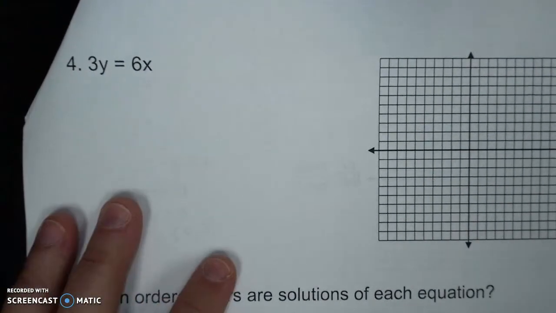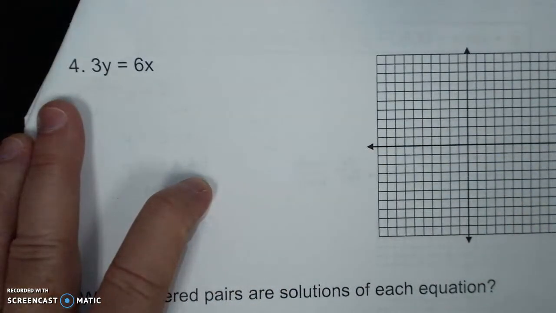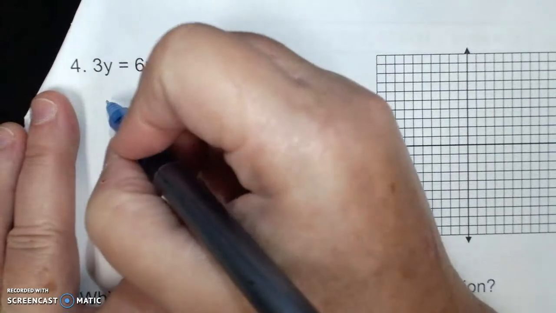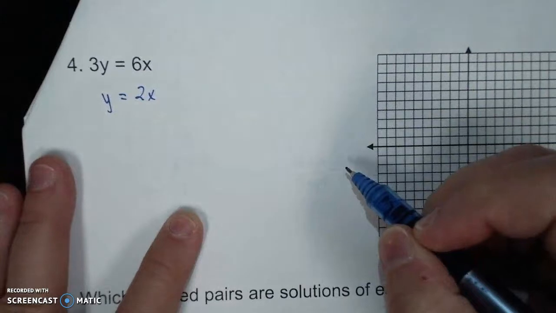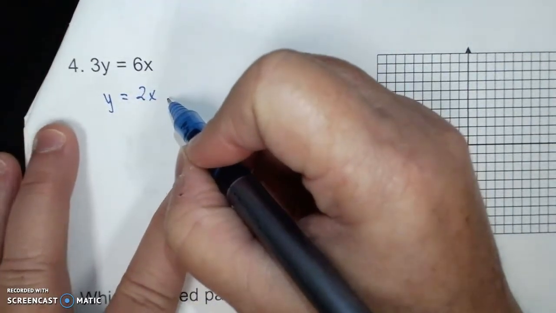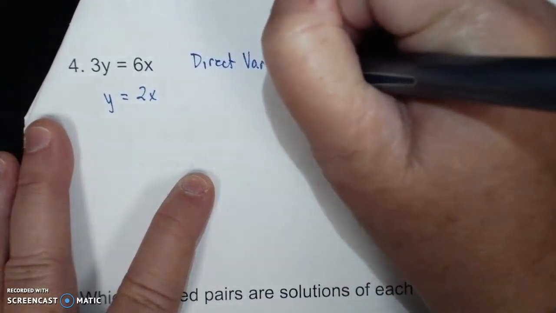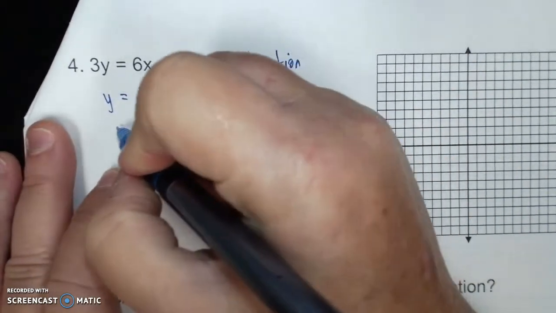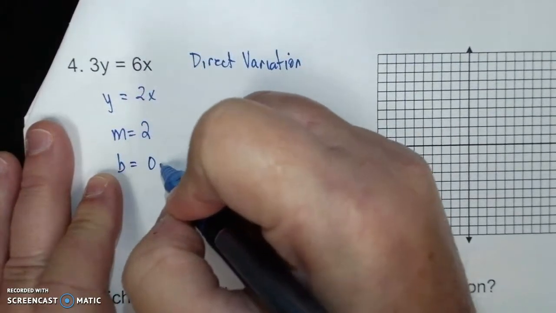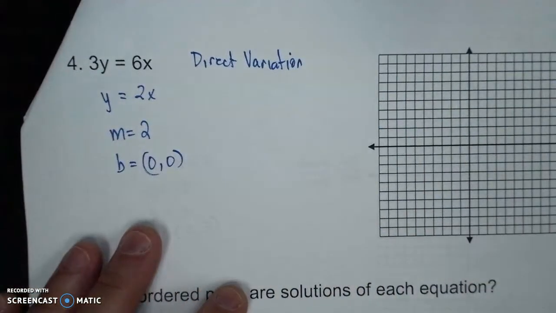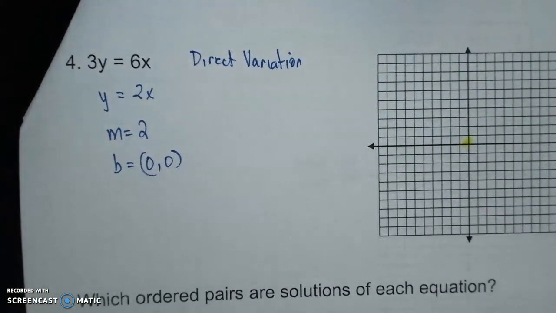Okay, here we go. It's in standard form. I have to have a coefficient of 1 for the y, so I'm going to divide both sides by 3, and y equals 2x. I don't have a y-intercept because there's a 0, so in my mind I'm going to say, ooh, this is a direct variation, which means my m is 2, and because it's a direct variation, it's going to go through the origin. And so I'm going to have my y-intercept at the origin.